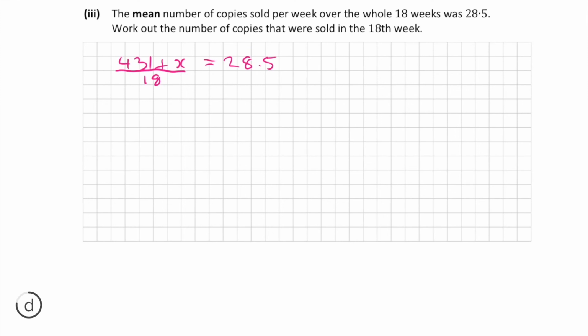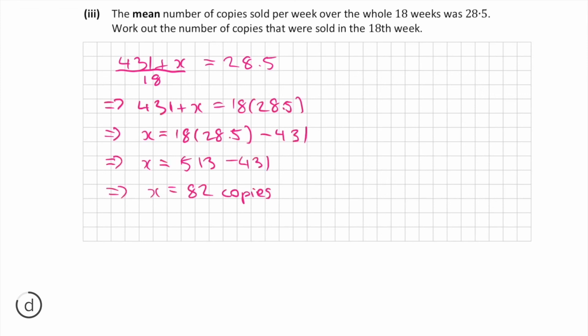Now we can solve for x to find the number of copies sold in the 18th week. When we rearrange our formula like this to get x on its own, we work out that x is 82 copies. This represents the number of copies sold in the 18th week, which is what we are looking for. If you get all 3 parts of D correct, you get 20 marks. And that's the end of our question.